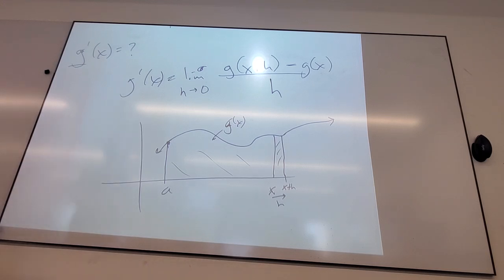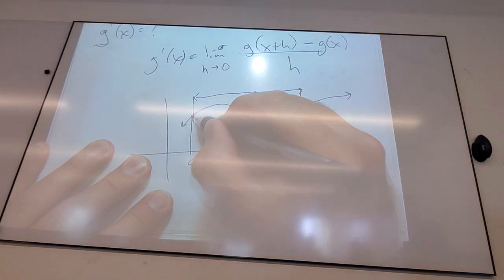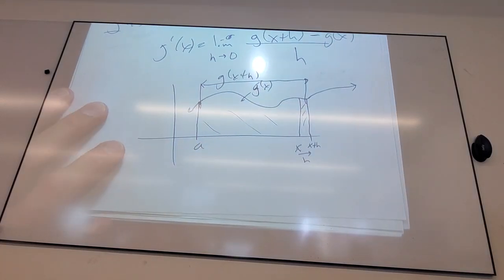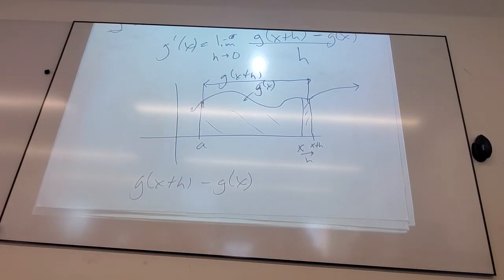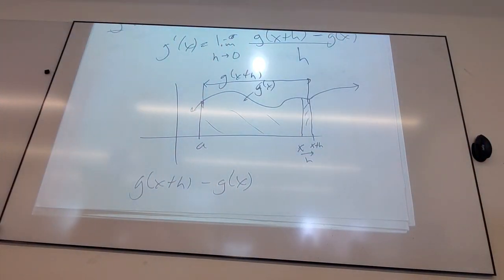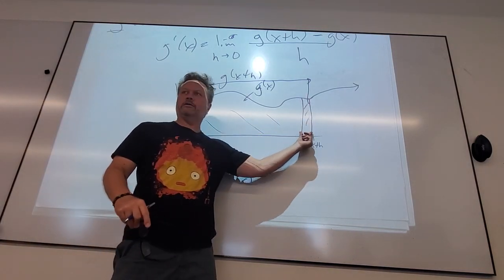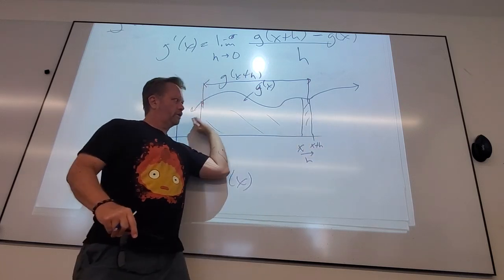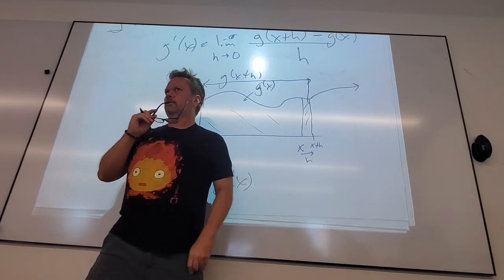So, what is, on this picture, this is g of x plus h, yes? So what is g of x plus h minus g of x? Where is that? Good. Yes? The area between x and x plus h. Yes, the area between and above. So it's that little strip right there. Is that cool? g of x plus h minus g of x is this little bit here. Okay, I like it.